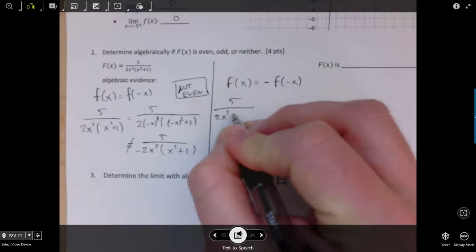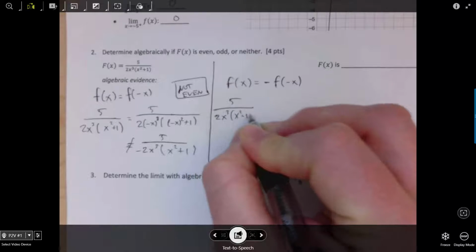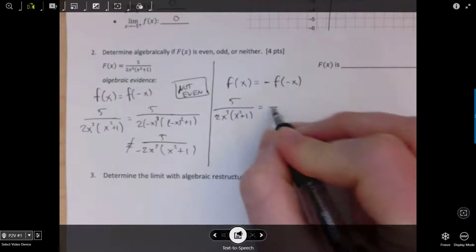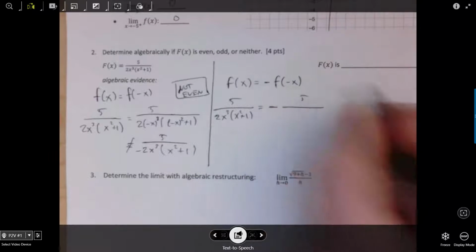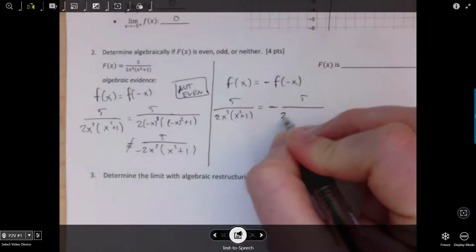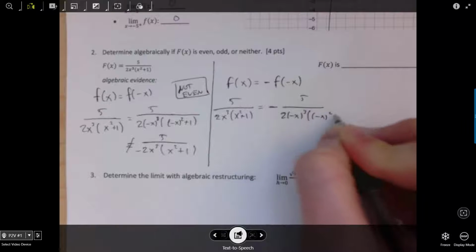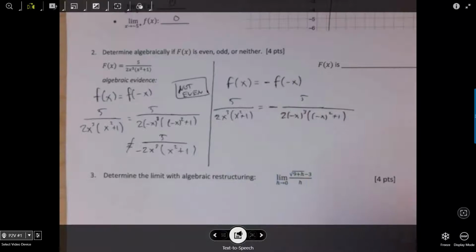So here I've got 2x cubed, x squared plus 1. That's the untransformed function, and I want to know, is that the same as the opposite of what happens when I substitute in -x? So that's -x squared plus 1.